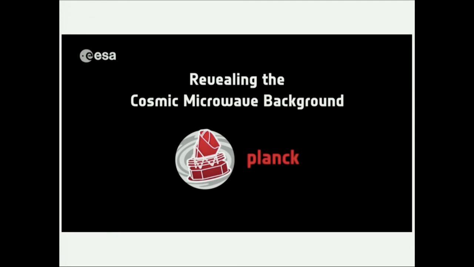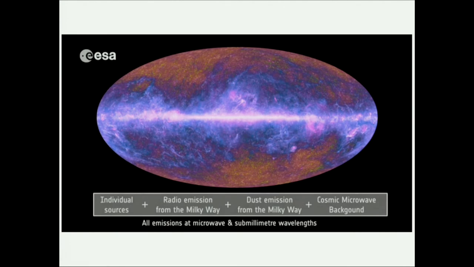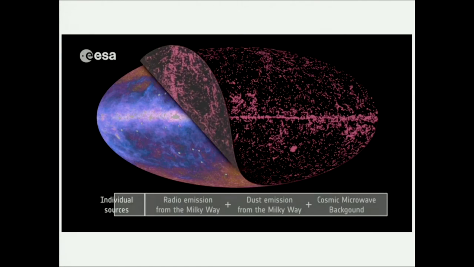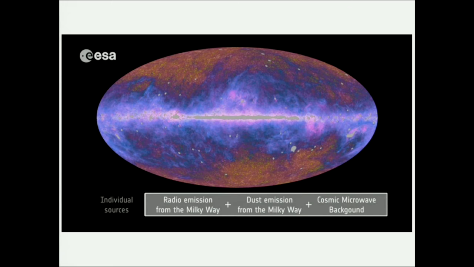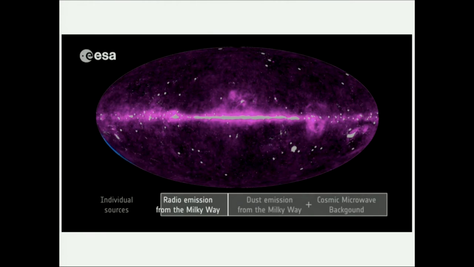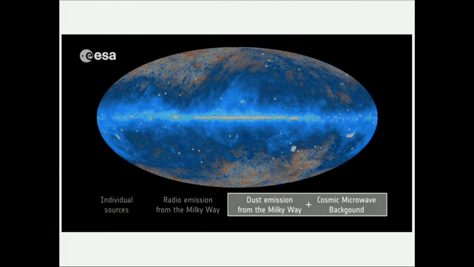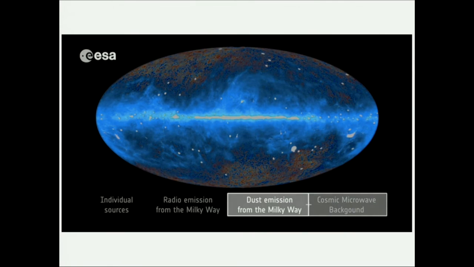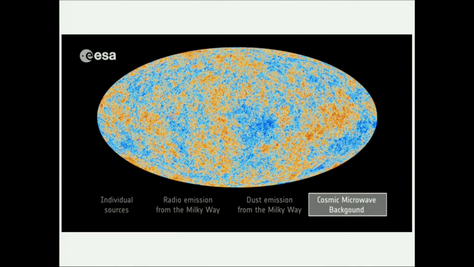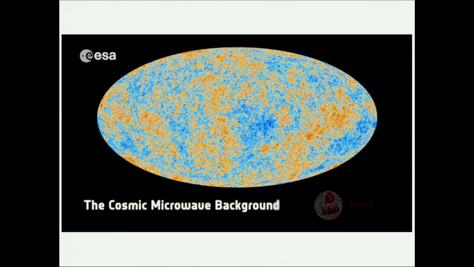And most of the analysis is actually in the whole processing of the data, in trying to get rid of all the other sources, all the individual point sources for which we have catalogs that we just remove. We remove the radio emission from the Milky Way. This Milky Way is really annoying for us. We remove all the dust emission, again, from our lovely Milky Way, which is in itself, of course, of interest for other communities that study that, in order to unveil the cosmic microwave background.